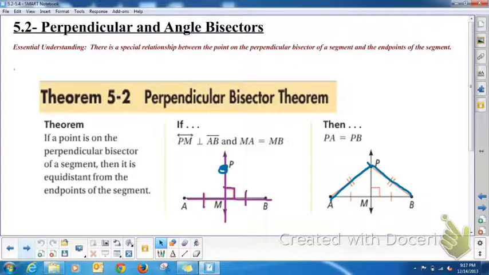So again, this line PM is perpendicular to AB and it bisects. It cuts them into 2 congruent segments where AM is congruent to MB. Then you know that P is equidistant from the endpoints of this segment. So that's the perpendicular bisector theorem. Make sure you take notes in your template.